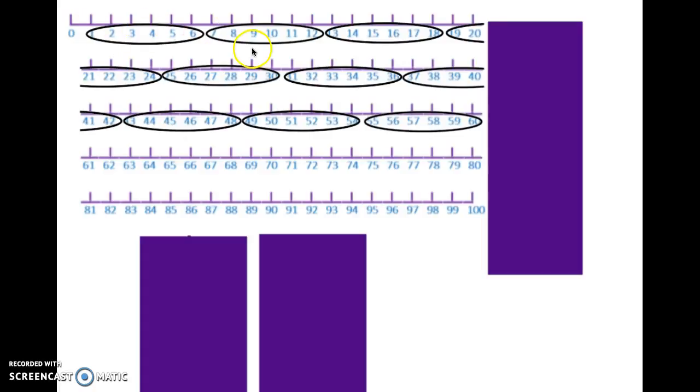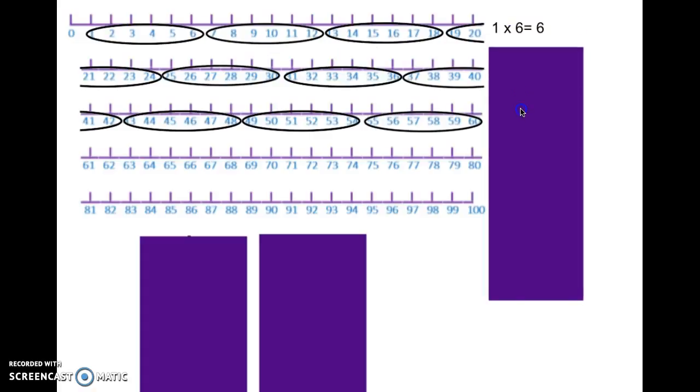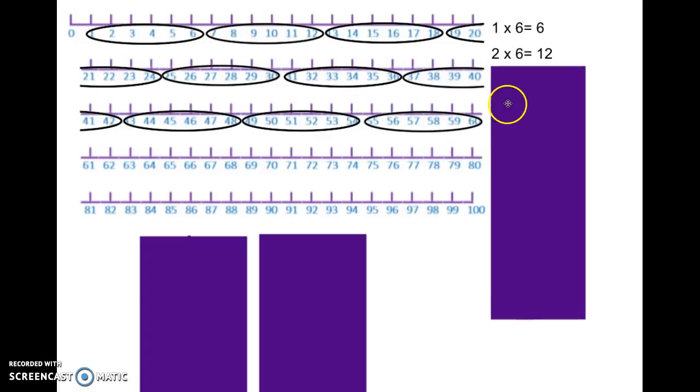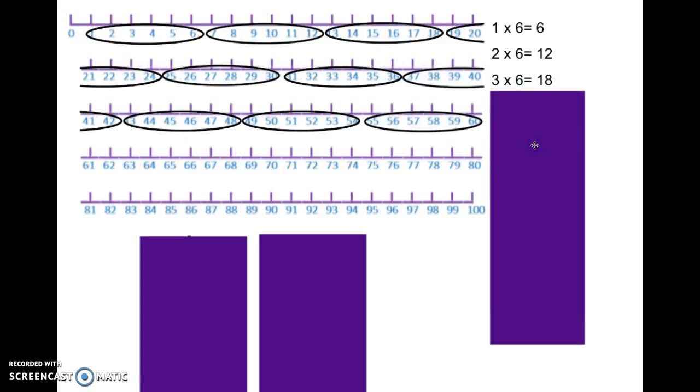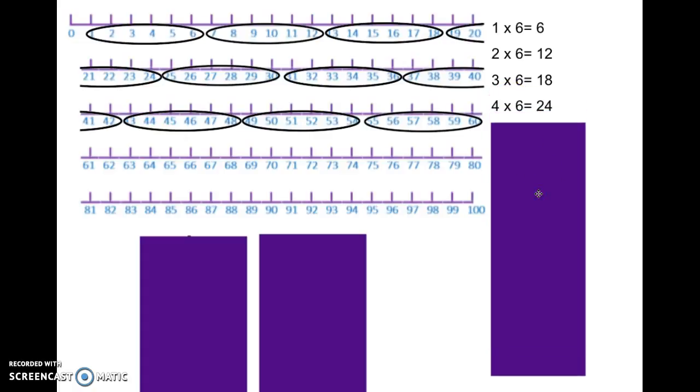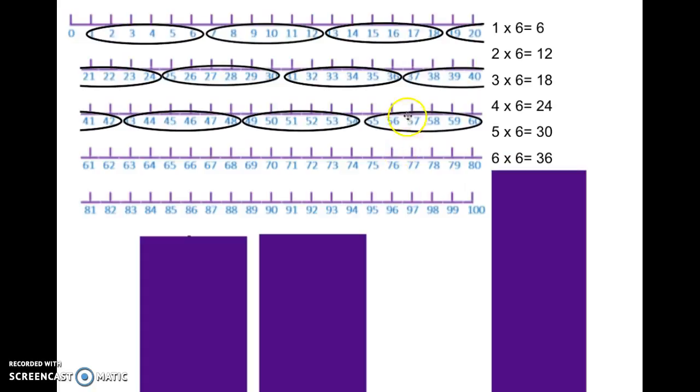So one set of 6 is equal to 1 times 6, which is 6. Two sets of 6s is 2 times 6, which is 12. 3 sets of 6 is 3 times 6, which is 18. 4 times 6 is 4 sets of 6, which is 24. 5 sets of 6 is 5 times 6, which is 30. 6 sets of 6 is 6 times 6, which is 36.